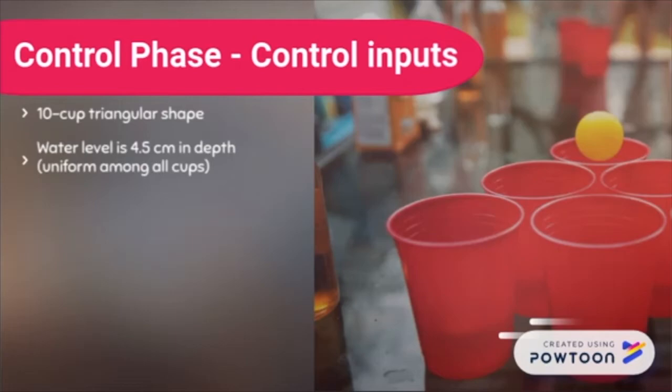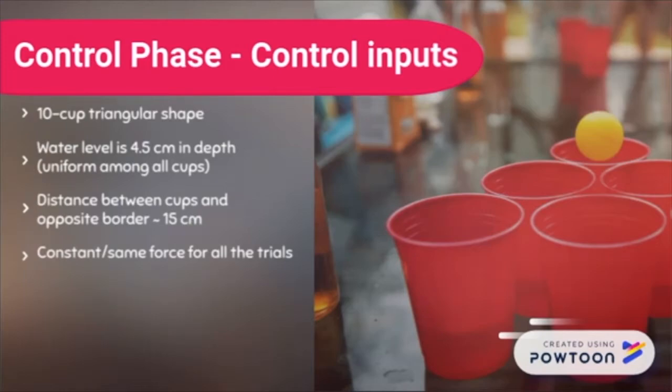So now is the last step of the DMAIC process, the control phase. So let's first talk about the control inputs. The first input is indeed the 10-cup triangular shape. Then we need to focus on the water level, which is 4.5 centimeters in depth. The distance between the cups and the opposite border should be 15 centimeters, and the constant and same force applies for all the trials. But we need to look for the degree of the variation.